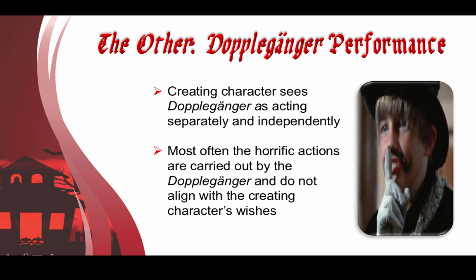So, the doppelganger is seen as acting completely separately from the creating character, who is Niles. And what the doppelganger does doesn't align with the creating character's wishes, desires, and motivations. Niles doesn't want anything to happen to Tori's baby.